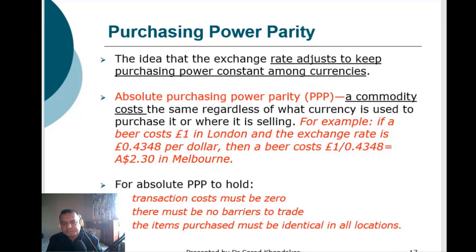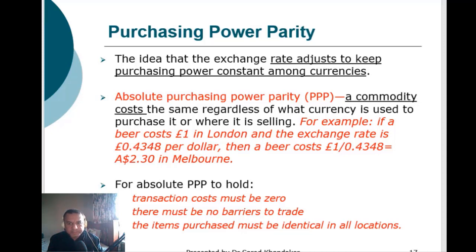For absolute purchasing power parity, we need to make sure that the transaction cost is zero, there is no barrier to trade, and the item purchased is identical in all locations.